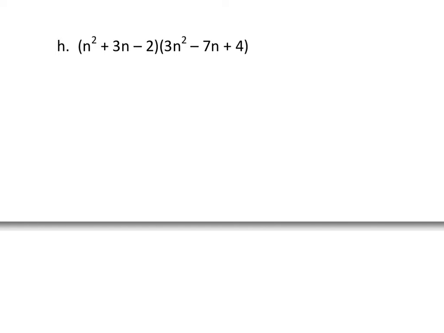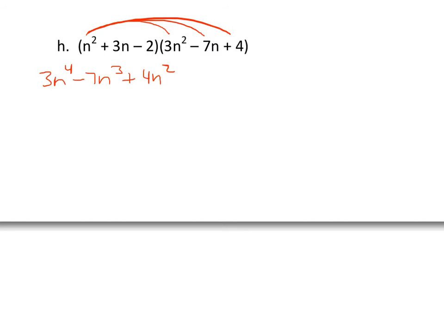Our next one is a trinomial times a trinomial. Again, everything must be distributed. So we'll start with the n squared. N squared times 3n squared gives us 3n to the fourth. N squared times negative 7n gives us negative 7n cubed. And we end with 4n squared.